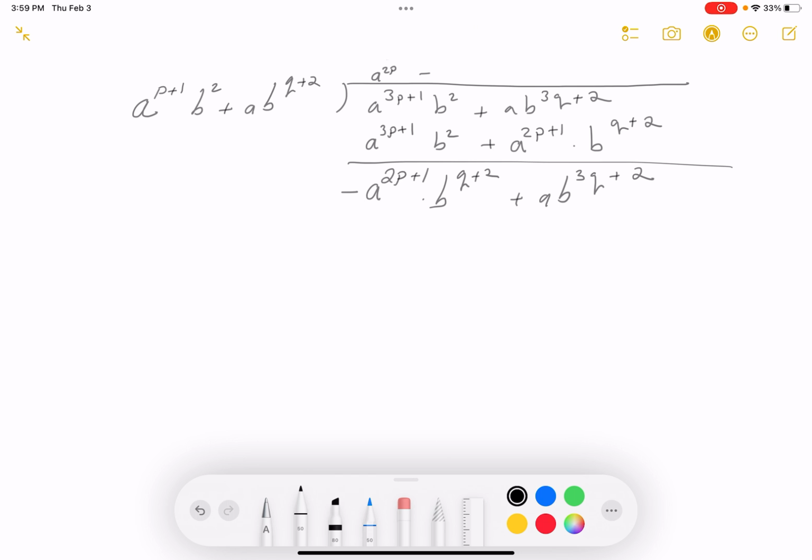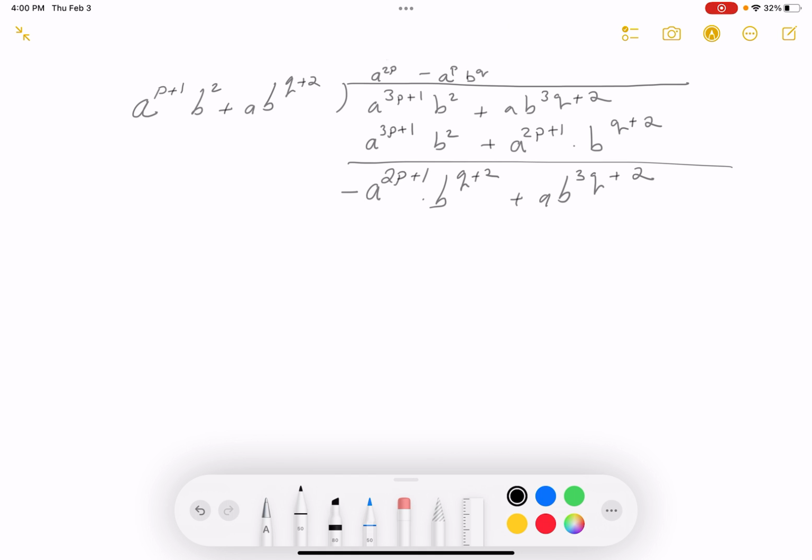And what do I notice? I need a 2p, right? So I need another p. Let me see if that does it for me. And what would I get? I certainly know I get the coefficient minus, but a to the 2p plus 1. That's good. But now I notice it's b to the q plus 2, so it's got to be b to the q now. All right?